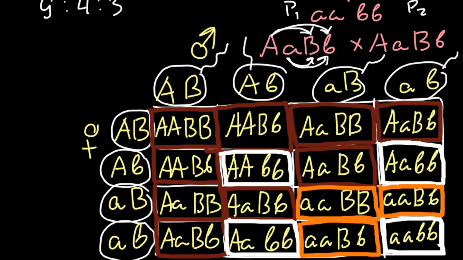So what do we have here? Let's count: 1, 2, 3, 4, 5, 6, 7, 8, 9 dark brown, then 1, 2, 3, 4 horses that are going to be white, and 1, 2, 3 horses that are going to be light brown. And this is exactly what we had at the beginning of our problem.